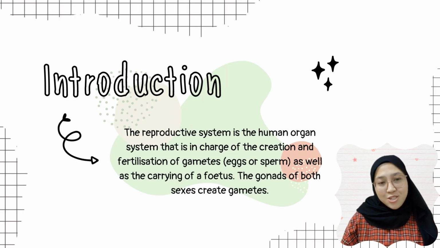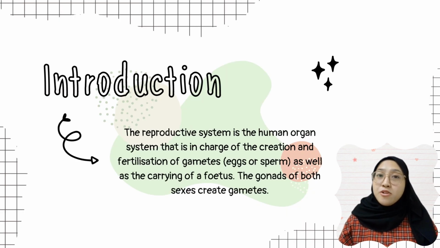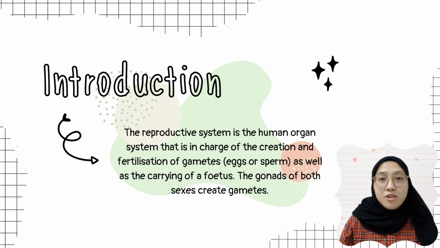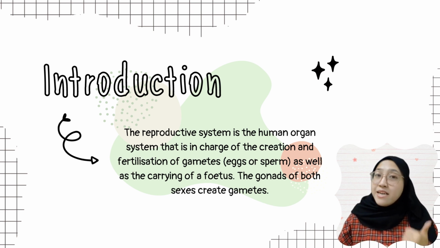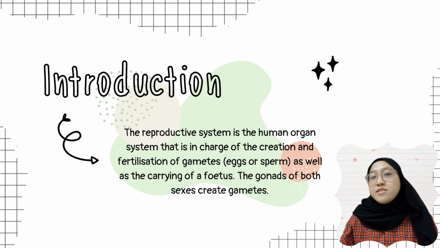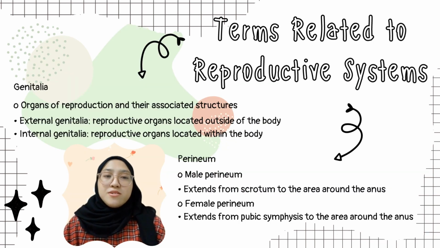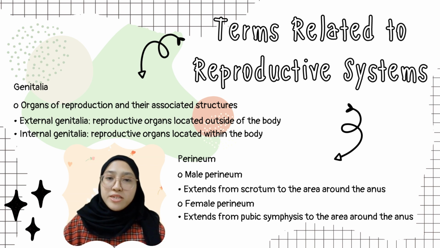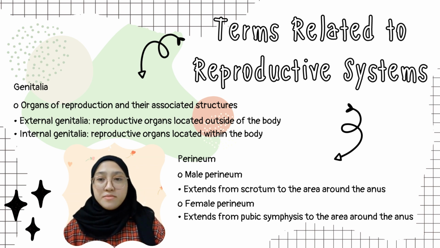Without further ado, I shall proceed with the introduction of the reproductive system. The reproductive system is the human organ system that is in charge of the creation and fertilization of gametes, which is eggs or sperm, as well as the carrying of a fetus. The gonads of both sexes create gametes. So, what terms do we need to know in the reproductive system?